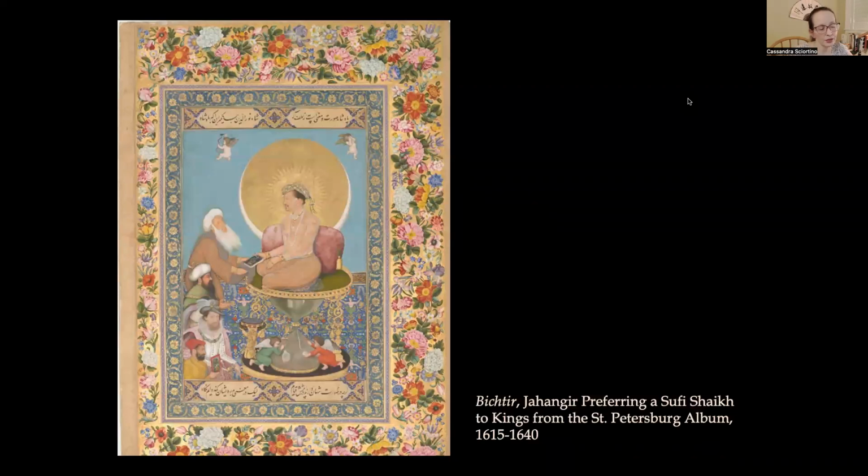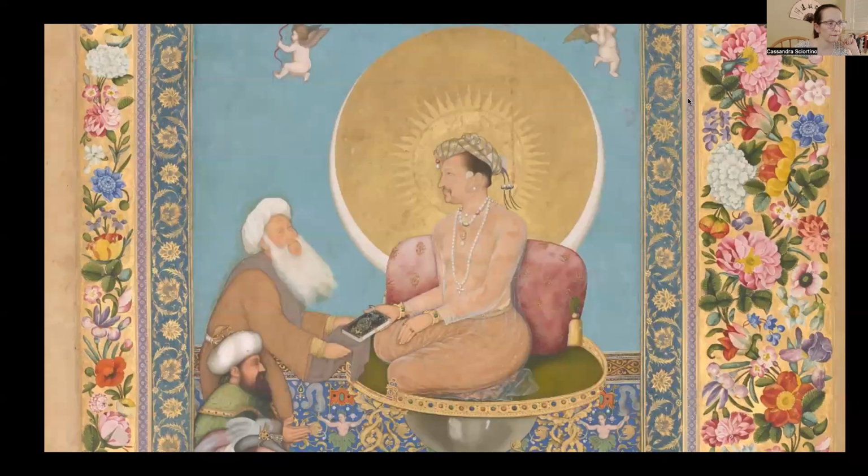By the time we get to Akbar's son, Jahangir, we see a very strong presence now of European painterly traditions crossing with those that we've so far discussed. The artist we're talking about here is named Bichitr, and this is Jahangir Preferring a Sufi Shaikh to Kings, from a St. Petersburg album, 1620 to 1640.